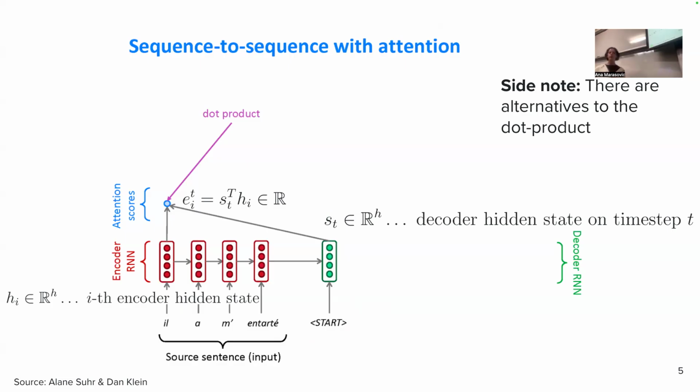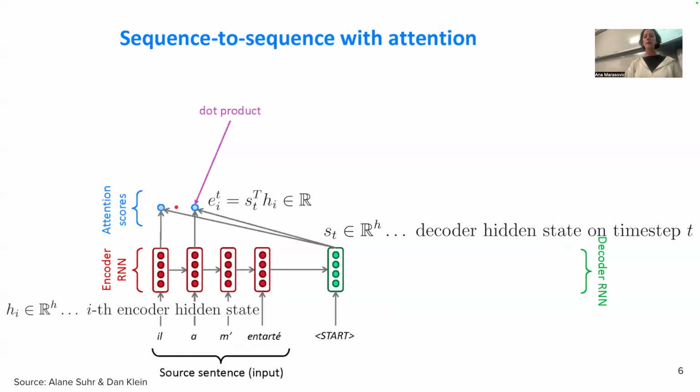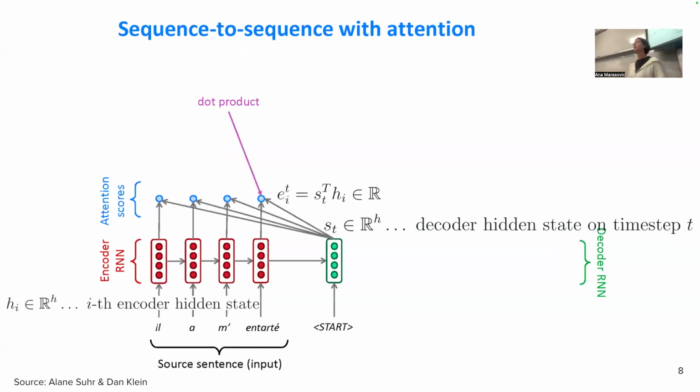But here we are going to do something extra. We are going to take the hidden representation of the current decoding step, and with every source hidden representation, we are going to take a dot product. Basically, they say how similar the hidden vector at source sequence position 1 is to the current representation at the decoding step. So we are doing a dot product not once, but with every single source hidden representation. So we do multiple of these dot products.